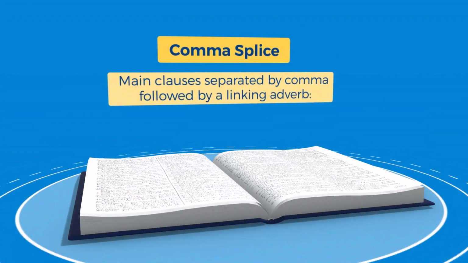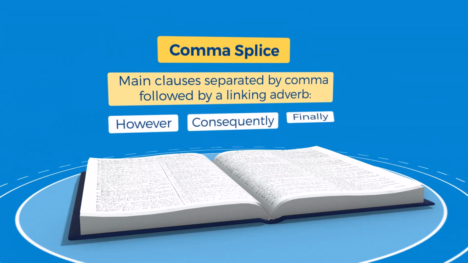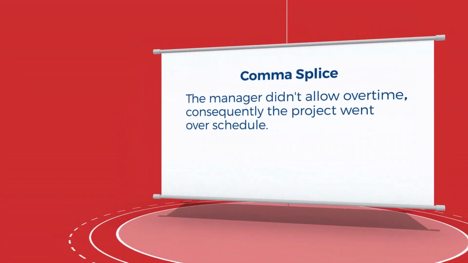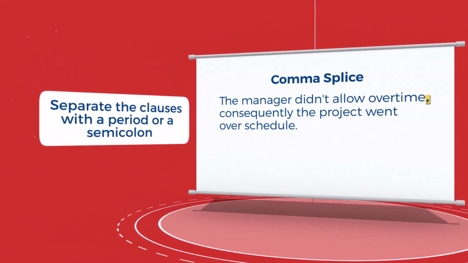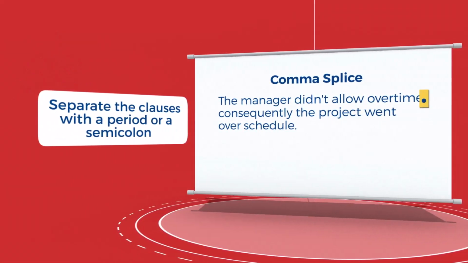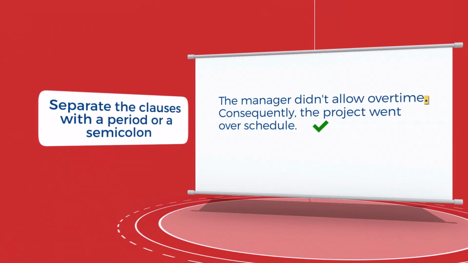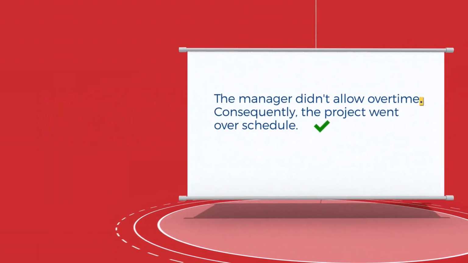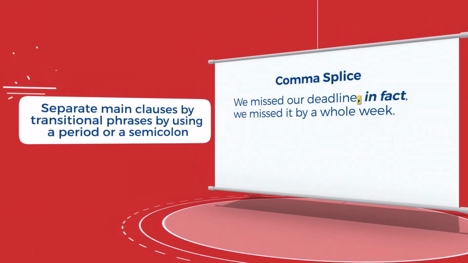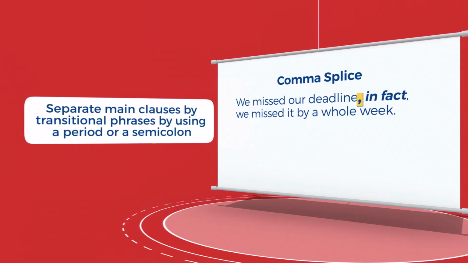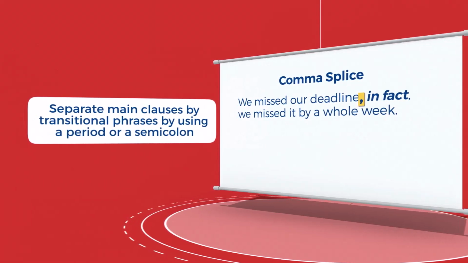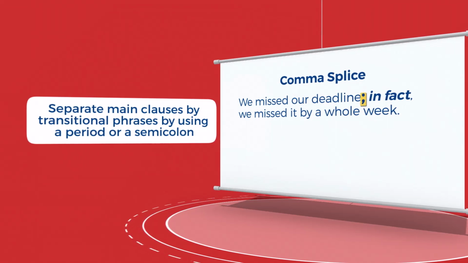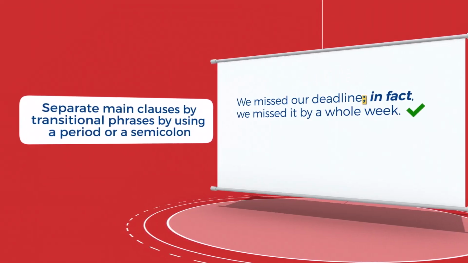Comma splices often occur with main clauses that are separated by a comma followed by a linking adverb, such as however, consequently, and finally. In this example, it's incorrect to separate the clauses with a comma. Instead, use a period or a semicolon. The manager didn't allow overtime. Consequently, the project went over schedule. Comma splices can appear between main clauses separated by transitional phrases, such as even so and in fact. Revise these by using a period or a semicolon.